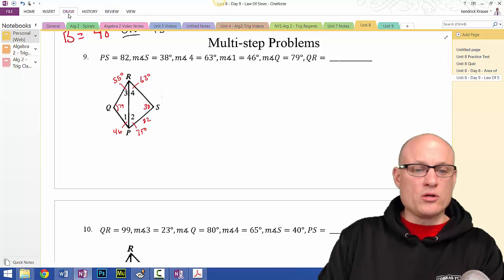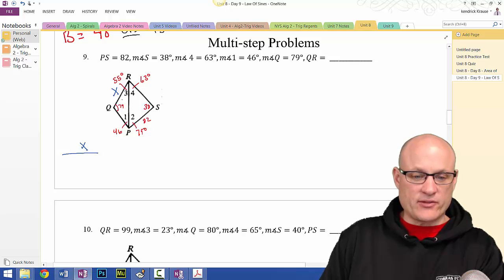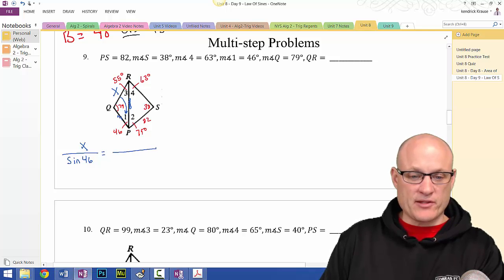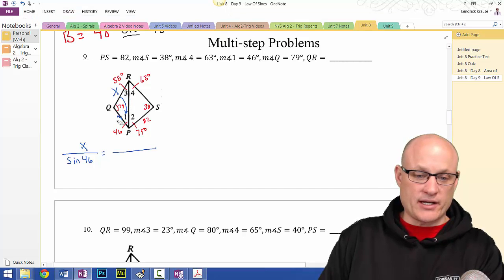Now my goal, and what they're asking for, is to find QR. That's this X right here. Well, if I'm going to do that, I need X over sine of the angle opposite this X, which is this 46 degree angle here. So sine of 46 equals, now I can either pick this side here or this side here. If I pick this side, it would be over sine 50, but I don't know this side. And if I pick this side, it would be over sine 79. I don't know that side either.